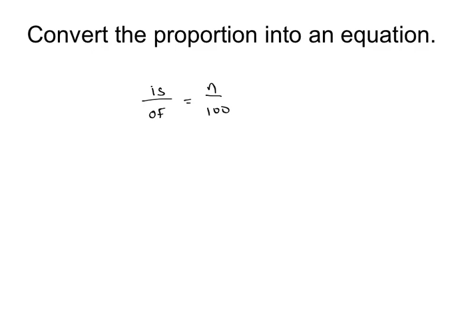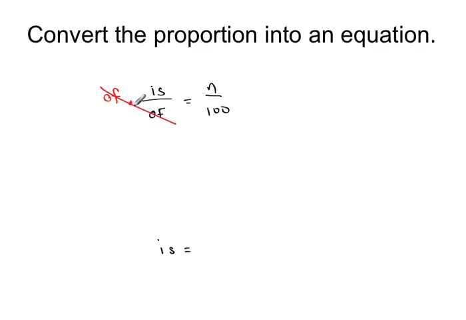Here's my next piece. Convert the proportion into an equation. What I mean by this is an equation solved for is. So I want this to read is equals something. If I want is equals something, that means I do not want is divided by of. So we have this phrase is over of equals n over 100. But what if I just want to read is equals? How do I get rid of dividing by of? I'm going to do the opposite of dividing by of, which is multiplying by of. Of in the numerator and of in the denominator simplifies, leaving me with just is.